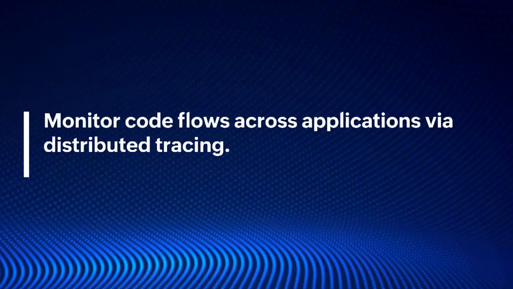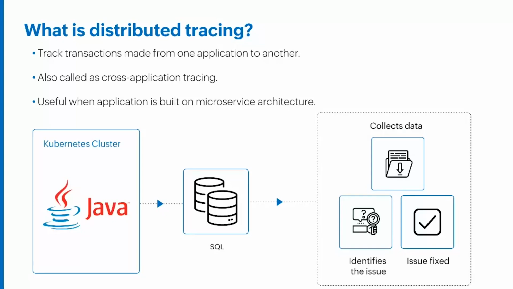Moving on to the next slide, monitor the code flows across applications via distributed tracing. In a microservice architecture, it is necessary to monitor the transactions made between two or more applications or services. So with the distributed tracing feature, you can trace all the data that you're looking to monitor between the applications. Let us understand how tracking is done in distributed tracing. When an API request is made by an application to another application, the APM Insight will add an HTTP header containing the metadata that is required to track the request.